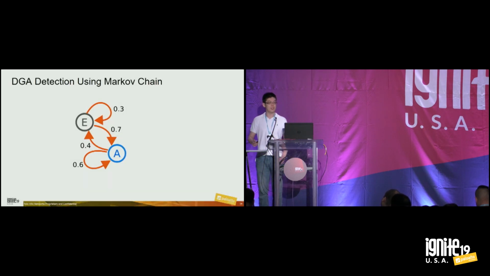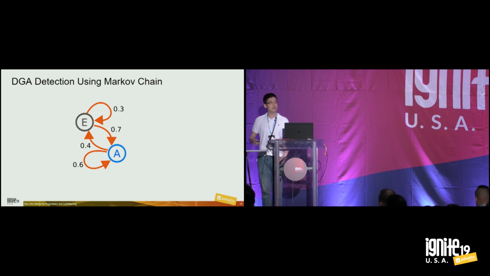So we use the Markov chain to model the characters in domain names. In the Markov chain, the nodes are the characters that are allowed in domain names, and the arrows denote the probability that a character is followed by another one, for DGA and non-DGA domains respectively. So with the Markov chain, we can evaluate how similar a domain looks to DGA.